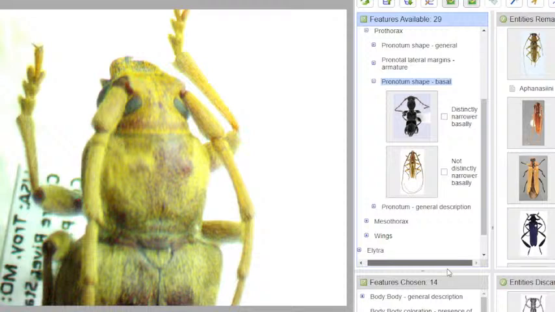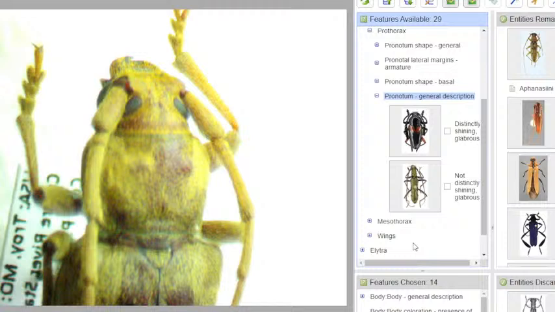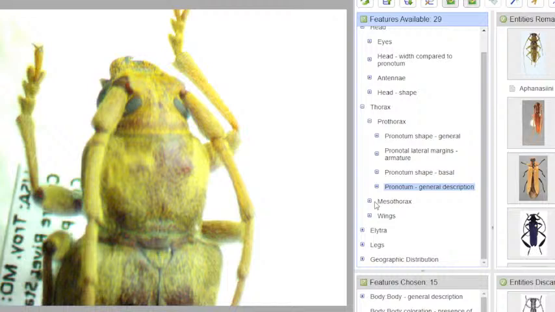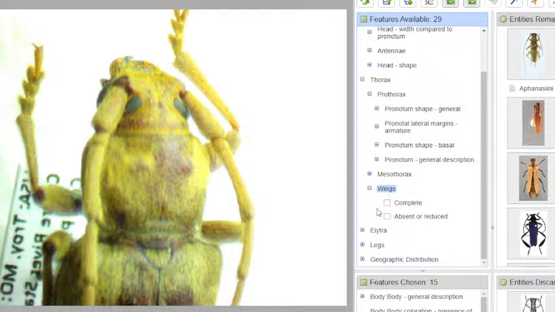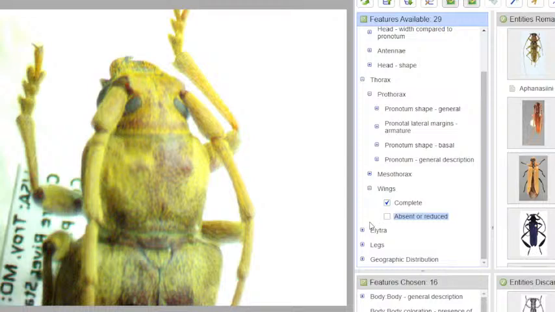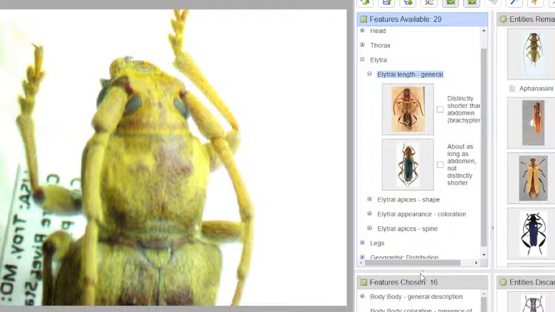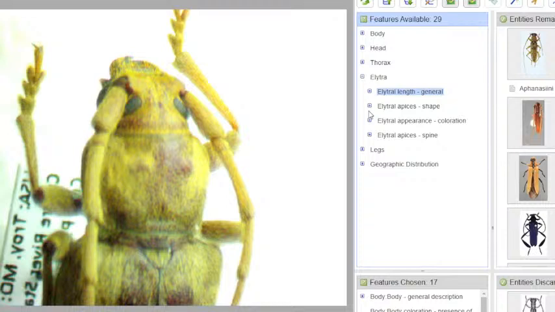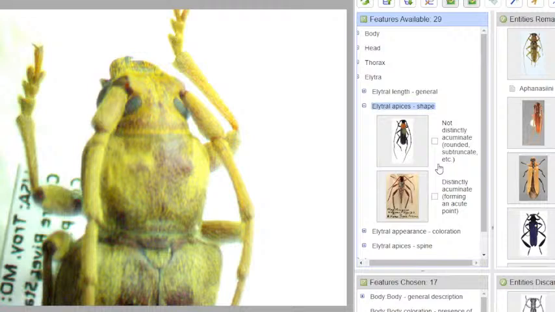Not distinctly narrowed. I mean, that's pretty narrowed. We're going to skip that one. Not distinctly shiny. Definitely fuzzy. We're not going to answer that one. I don't like that one. Wings are complete. Whoa, what was that? Interesting. Huh. Elytra. About as long as the abdomen. Not distinctly pointy.